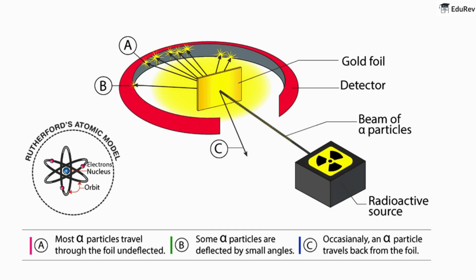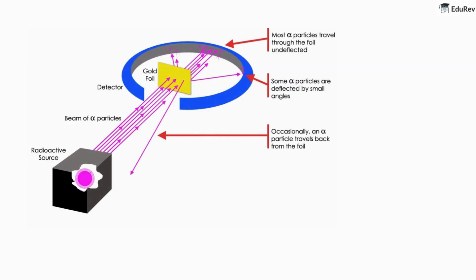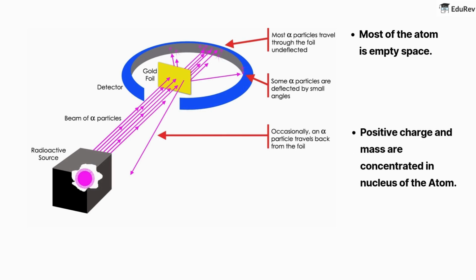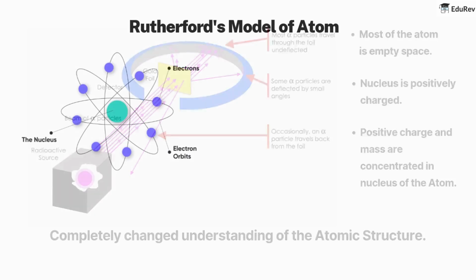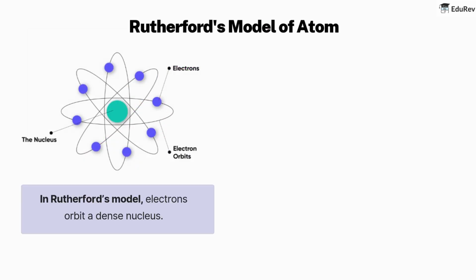From his experiment, he concluded, most of the atom is empty space, allowing the alpha particles to pass through. The positive charge and most of the atom's mass are concentrated in a tiny, dense region called the nucleus. The nucleus is positively charged, which caused the repulsion and deflection of some alpha particles. This experiment completely changed the understanding of the atomic structure and led Rutherford to propose his nuclear model of the atom, where electrons orbit a dense nucleus.